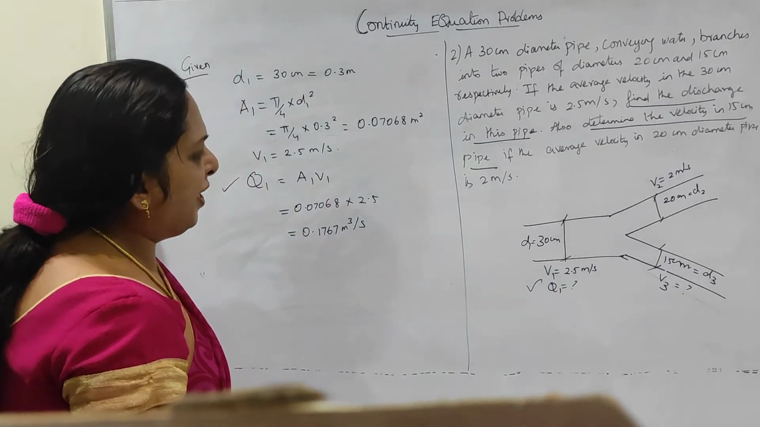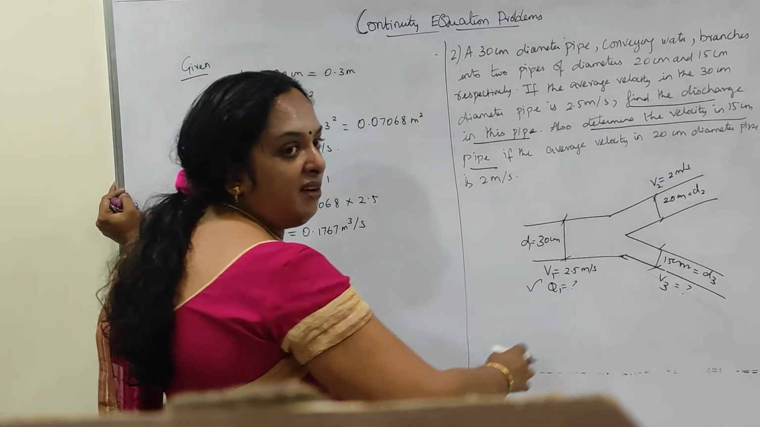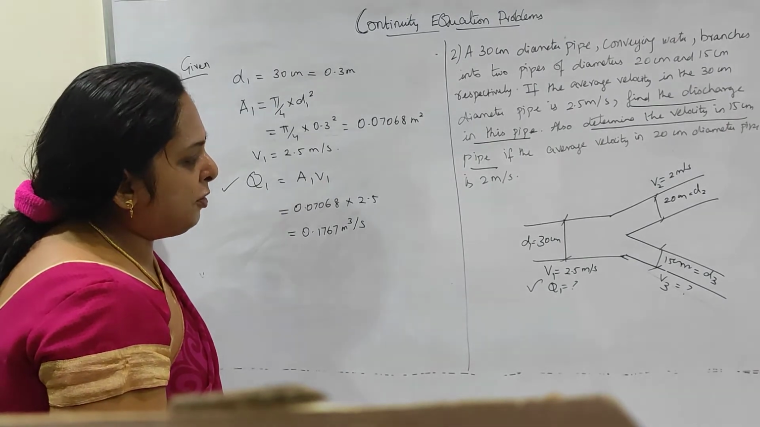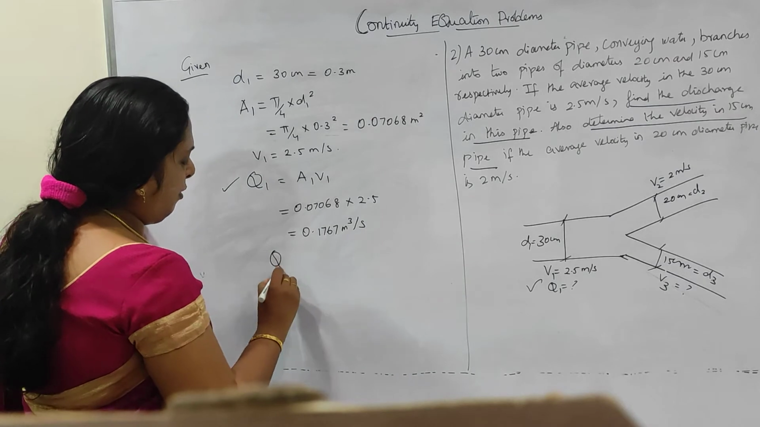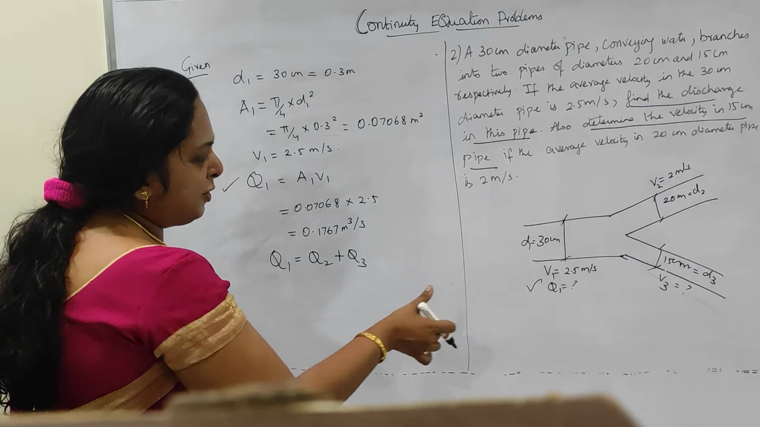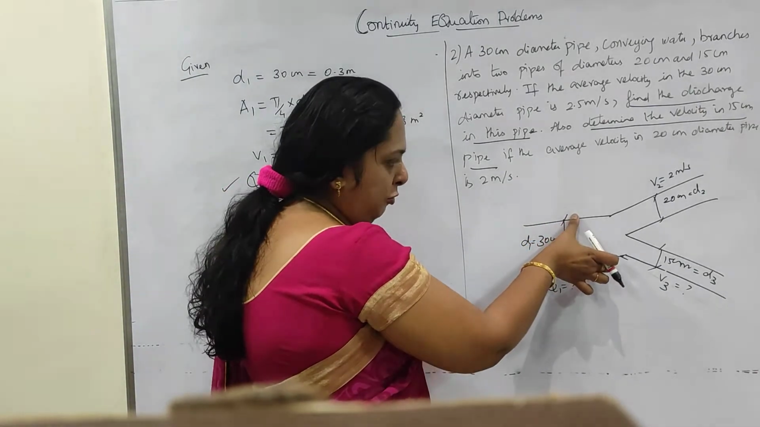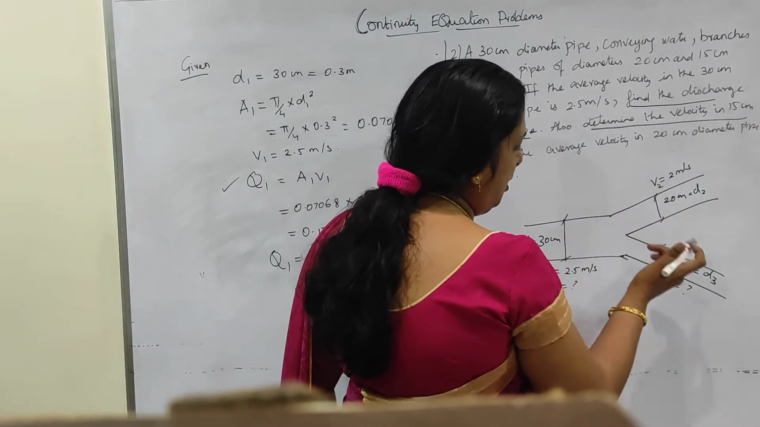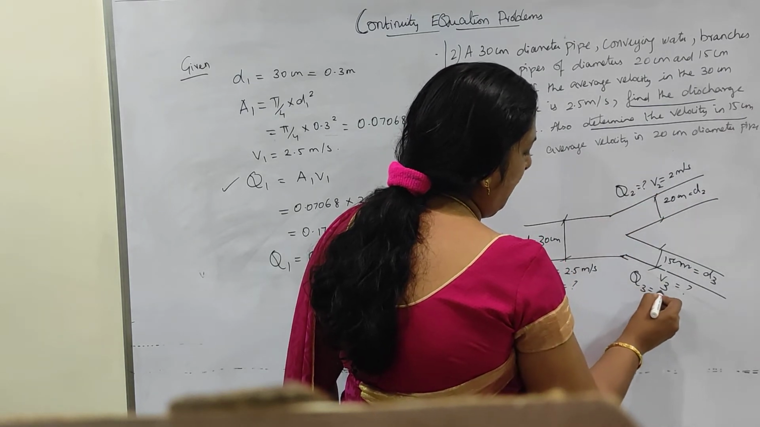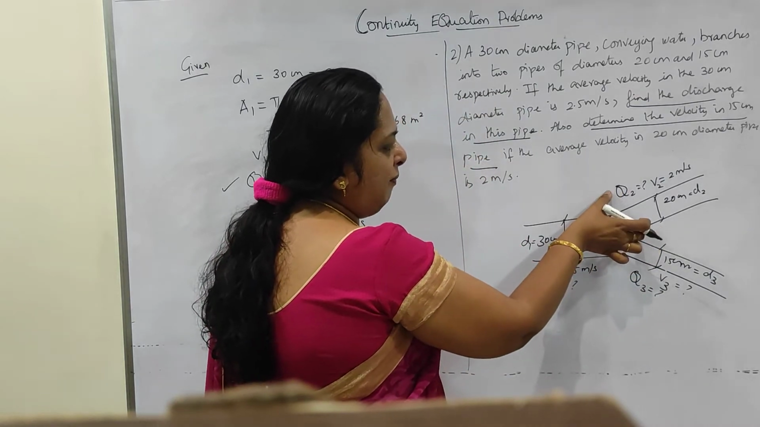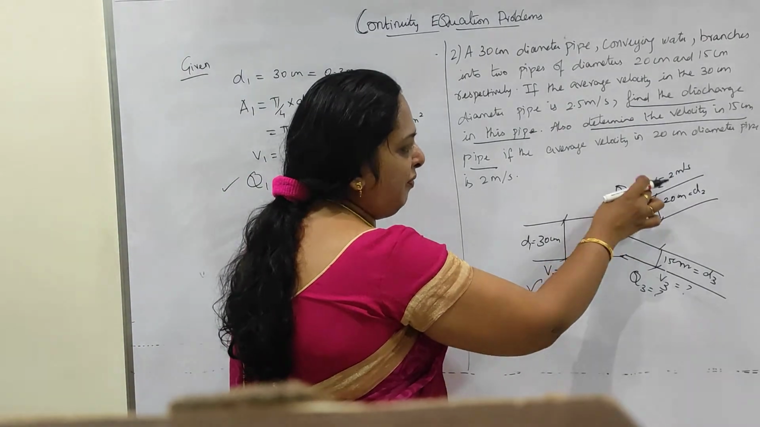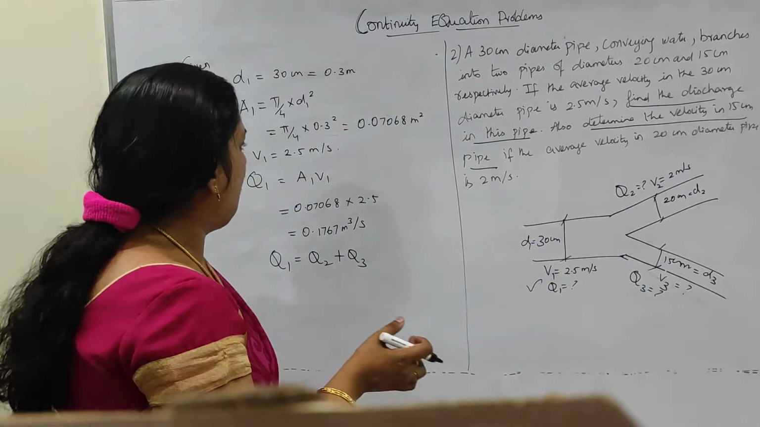Now what I have to find out is the velocity at 3, V3. For finding out V3, what should I know? This Q1 will be a combination of Q2 plus Q3. The total amount of water passing through this pipe is going to be separated into these two pipes. One is the discharge Q2 and the other is the discharge Q3. Here I will be able to find Q2 because we have only one unknown. Diameter is known, velocity is known, only Q2 has to be found.